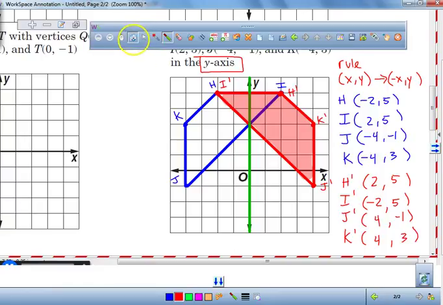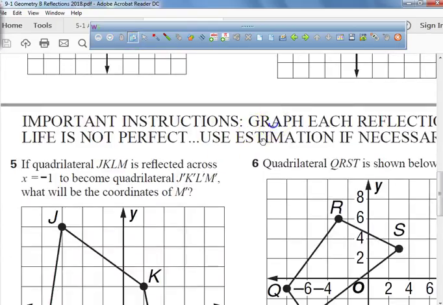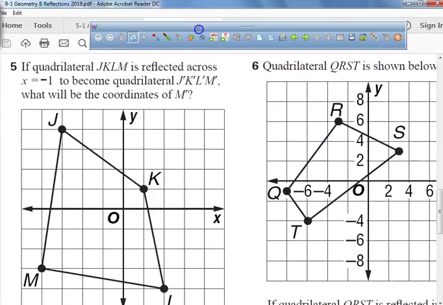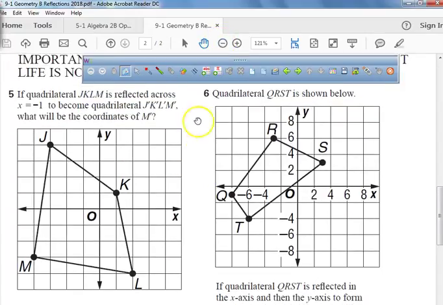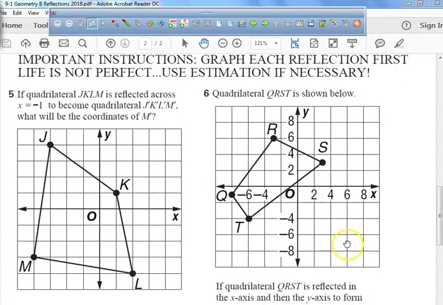All right, now moving on, let's go to the back page. Not the back cave, but the back page. Okay. And let's look at problem number 5. Problem number 5 says, if quadrilateral JKLM, that's this one, JKLM, is reflected across x equals negative 1 to become J prime, K prime, L prime, M prime, what will the coordinates of M prime be?